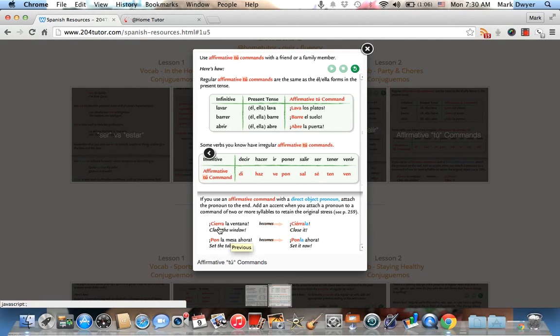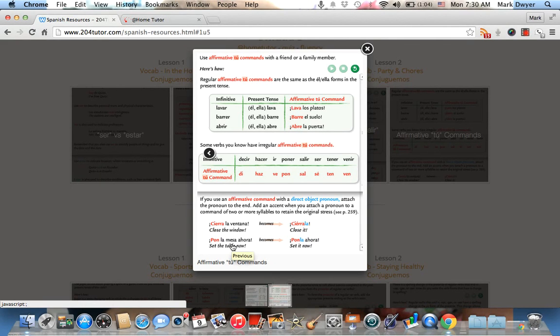So for instance, if you want someone to shut the window, you would say cierra la ventana. But if you wanted just to say shut it, referring to the window, you would say ciérrala. Attach the la directly to the end of the word cierra. And notice that the accent mark is put on the E to preserve that pronunciation. Otherwise, it'd be pronounced with the stress on the second to last syllable, which is that A right there, and that wouldn't sound right. Ciérrala doesn't sound right.